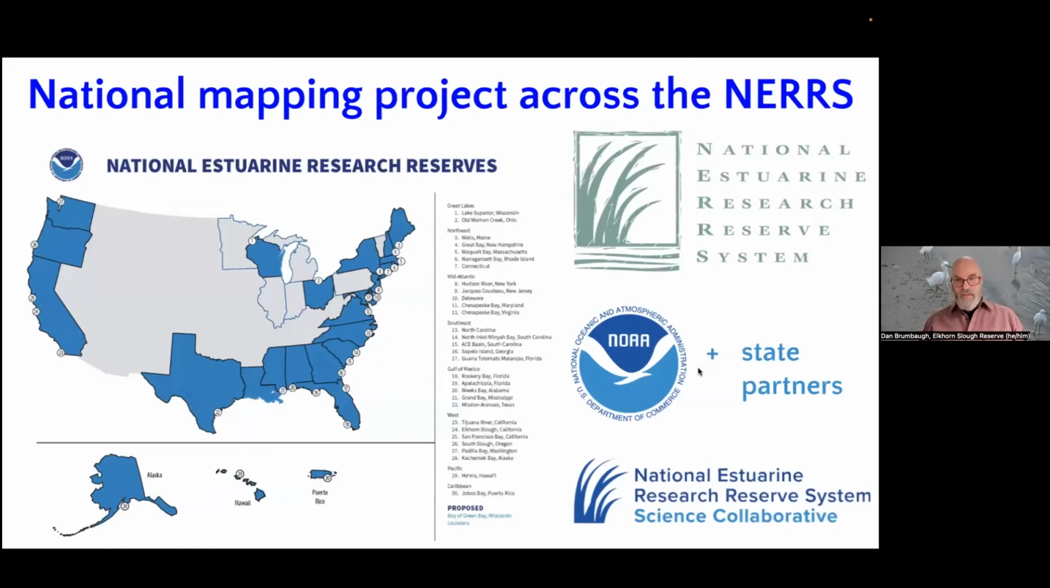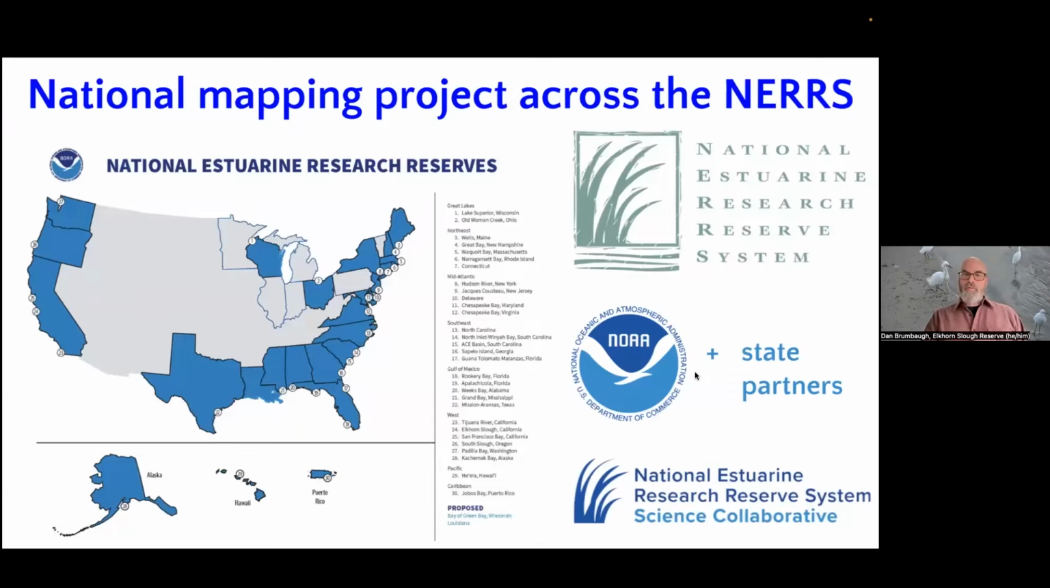But before we get to that, I am going to say a few words about the NERRS system because I don't think everybody on this call may be familiar with it. It's a set of federal-state partnerships around the country. There's 30 of these reserves. The management is usually done by the state partner, with the National Oceanic and Atmospheric Administration, or NOAA, providing core funding and guidance for many of the programs.